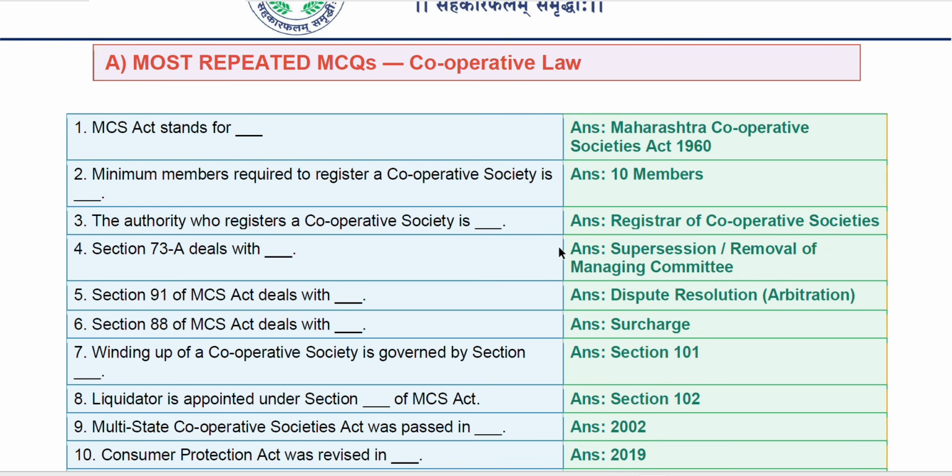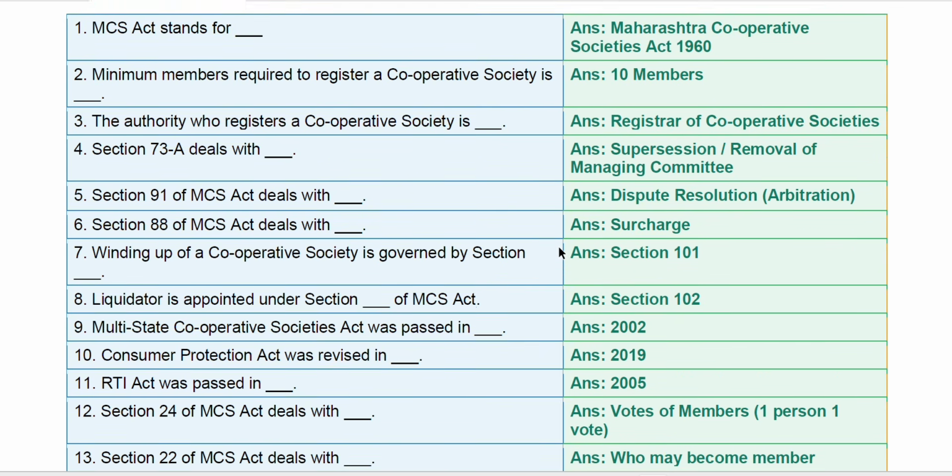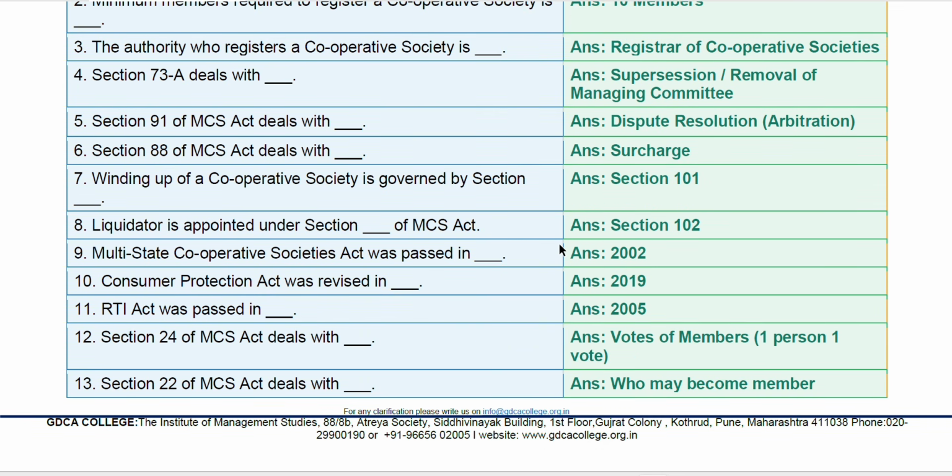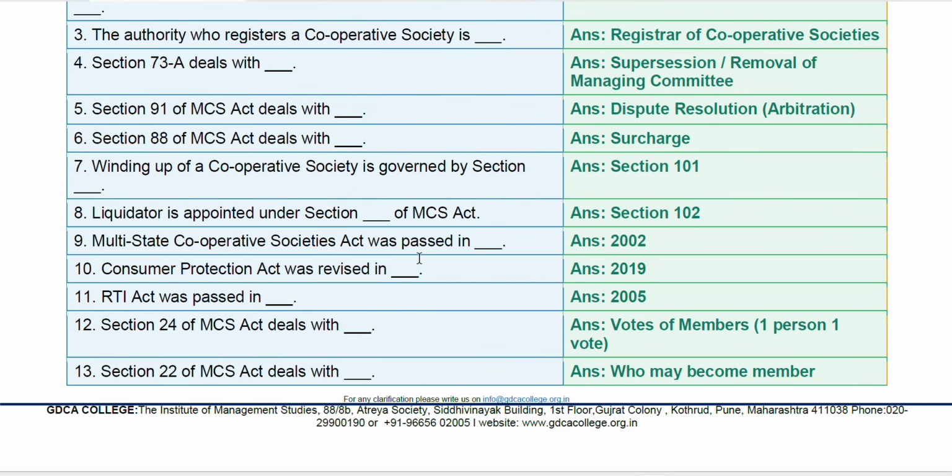Winding up of cooperative society is governed by Section 101. Liquidator is appointed under Section 102 of MCS Act 1960. Multi-State Cooperative Society Act was passed in 2002. Consumer Protection Act was revised in 2019. RTI was passed in 2002. Section 24 of MCS Act deals with votes of members, that is one member, one vote. Section 22 of MCS Act deals with who may become member.